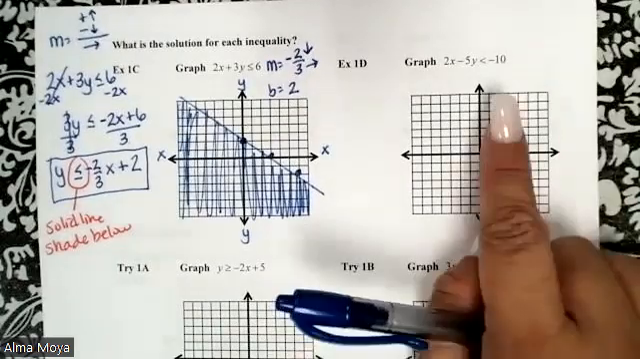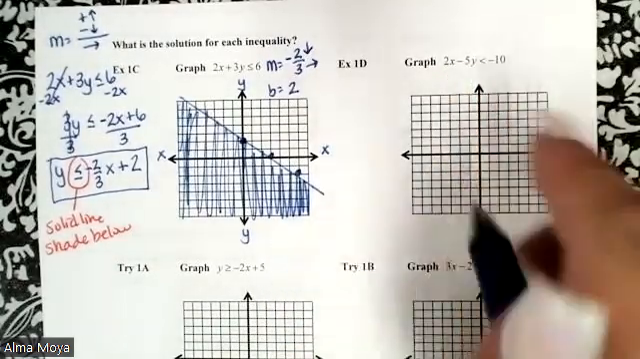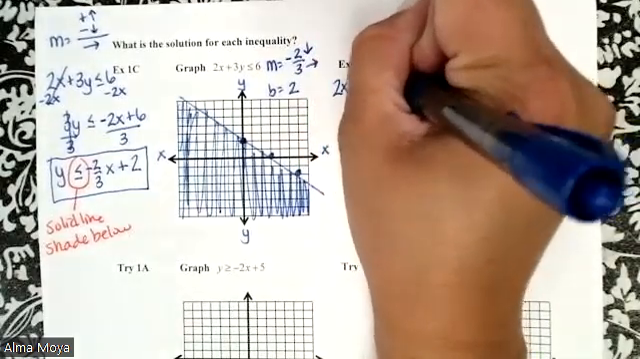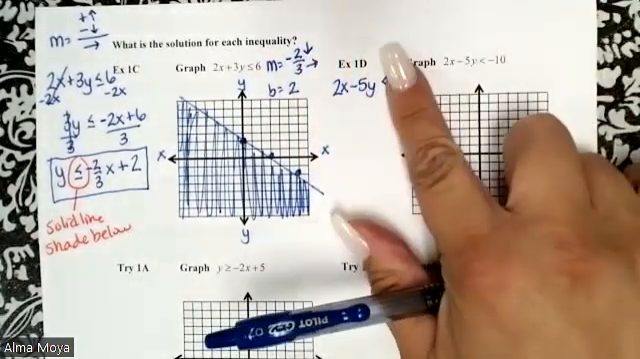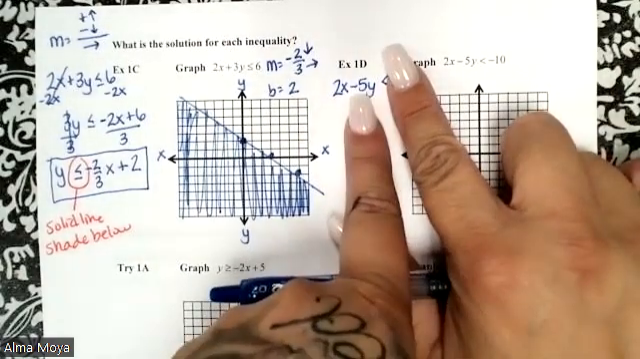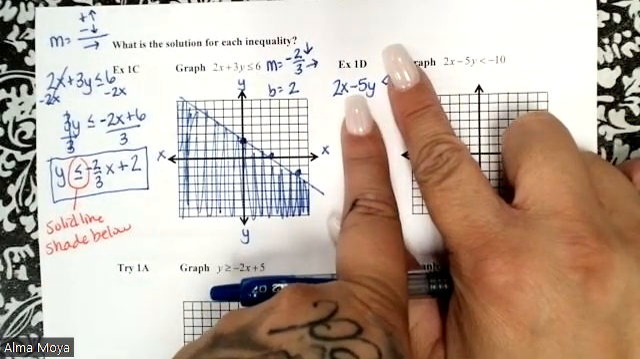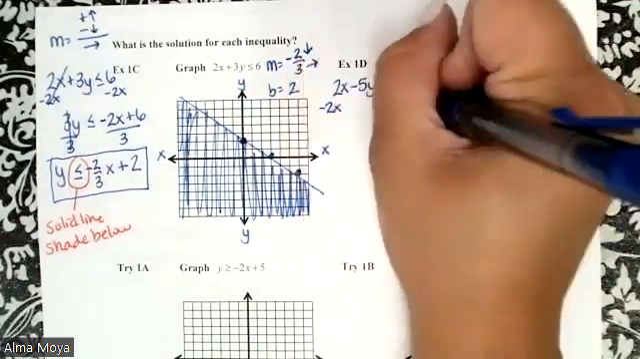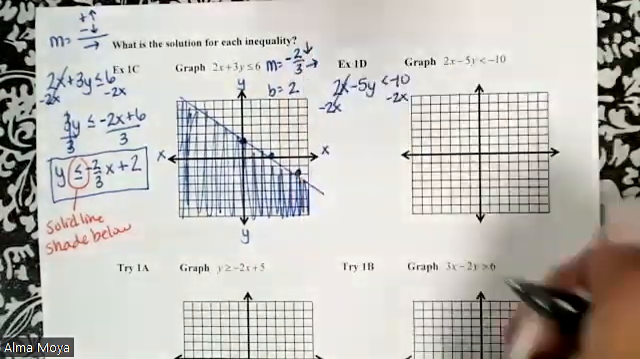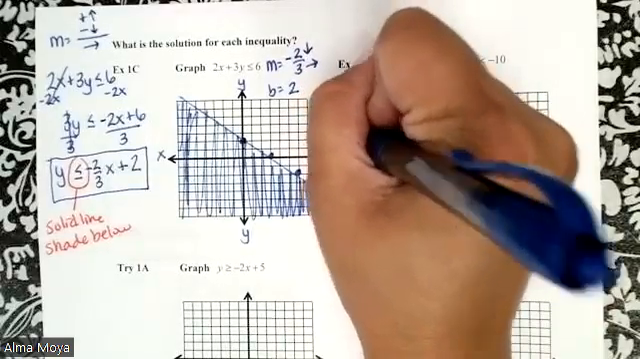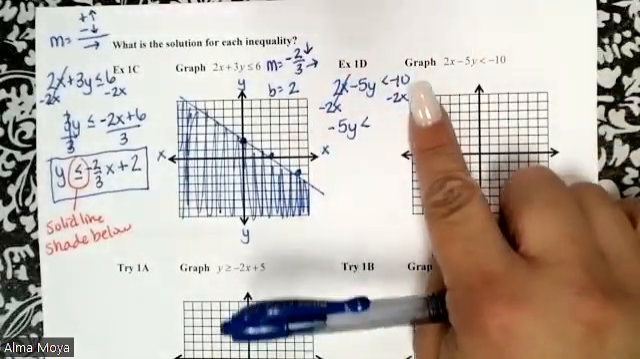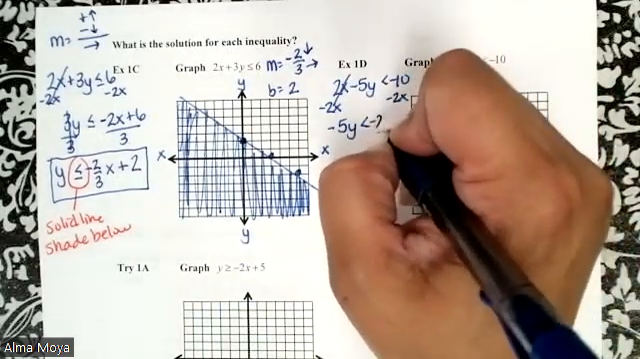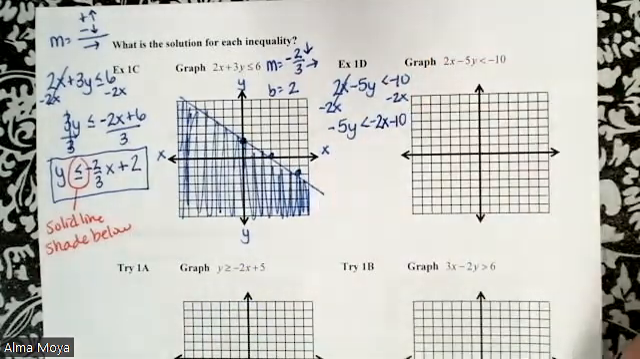Next one. Once again, I need to solve for y. So here I have 2x minus 5y is less than negative 10. If I'm solving for y, I cannot touch the 5 yet because the 5 is glued to the y. I need to move the 2x first. So I'm going to minus 2x, minus 2x. So then this is negative 5y is less than. Now those are not like terms, so they need to be written separately. I'm going to put the x first. That's negative 2x minus 10.